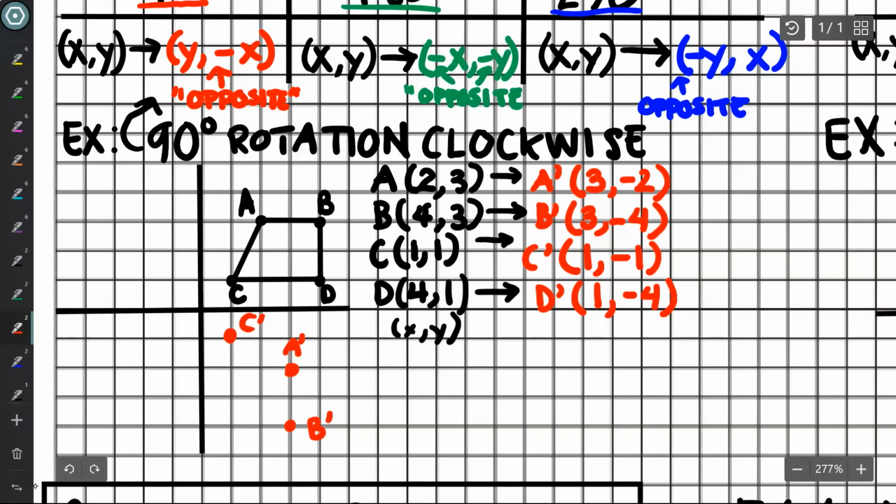Remember, these are all primes. We're going to put that apostrophe. And D is going to be at 1, negative 4. So that is my new point D. We're going to connect our dots. So this is our rotated image. We're going to do this with points first because that's the easiest way to do it in this virtual environment. If you were in class, it would be a little bit different, but this is what we're working with right now. So we have our clockwise done, we have an example.